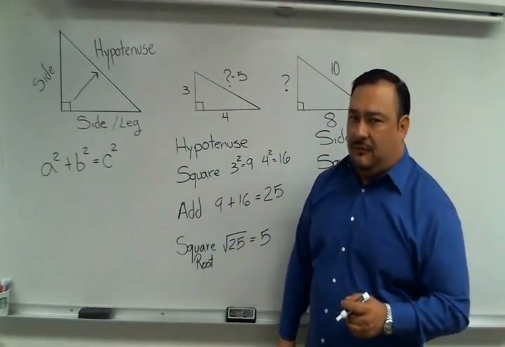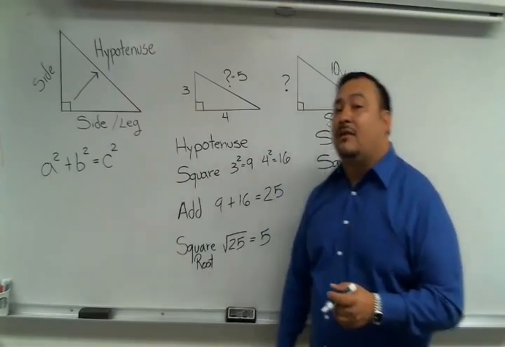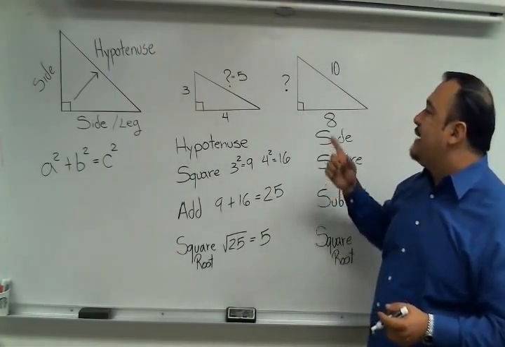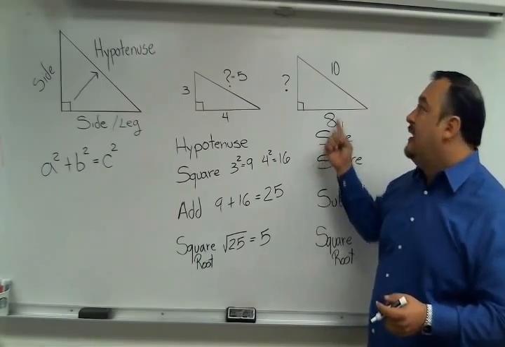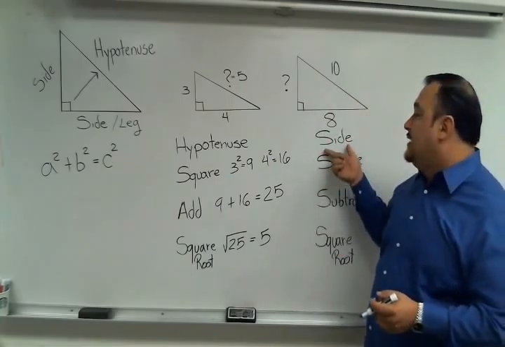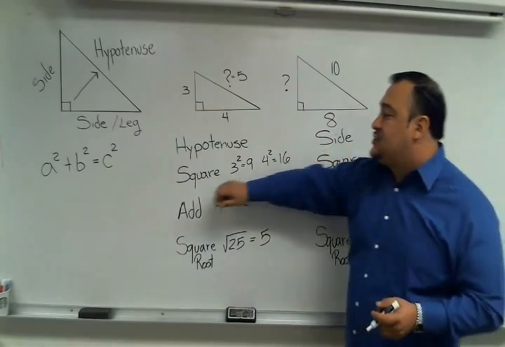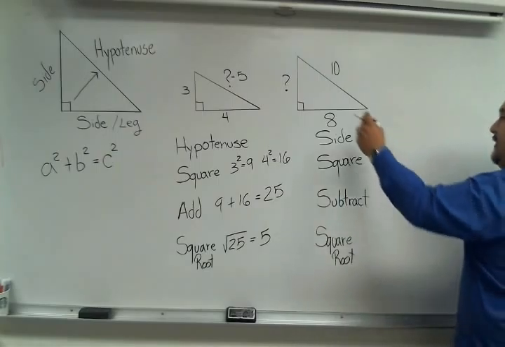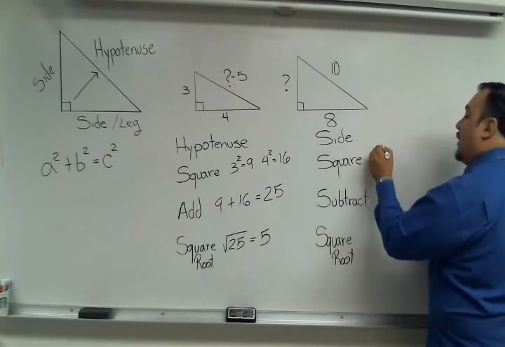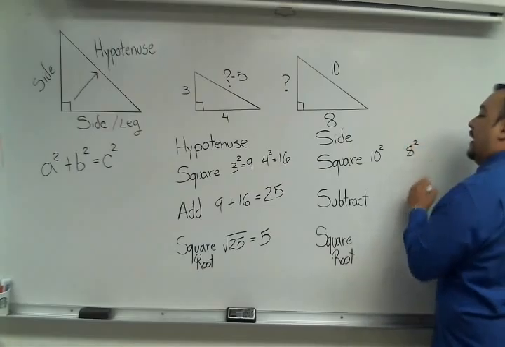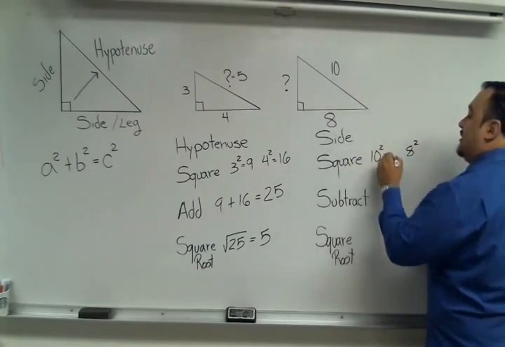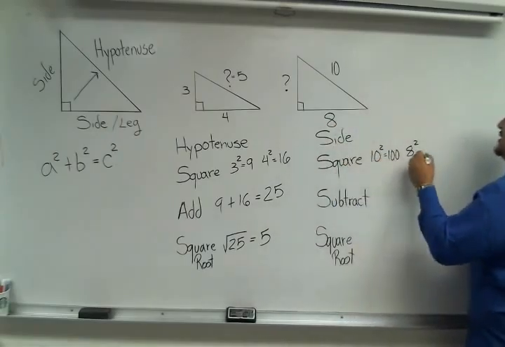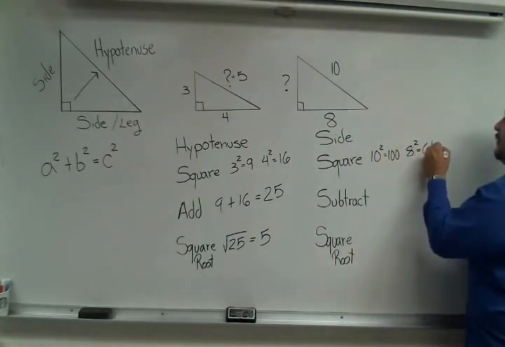Not always are you looking for the hypotenuse. Sometimes you're looking for one of the sides or one of the legs. In this example, we have a measurement of 8 and a measurement of 10. Because we're looking for one of the sides, just like with the hypotenuse, I'm going to square my two numbers. In this case, it's 10 squared and 8 squared. 10 times 10, or 10 squared, equals 100. 8 squared, which is 8 times 8, is 64.